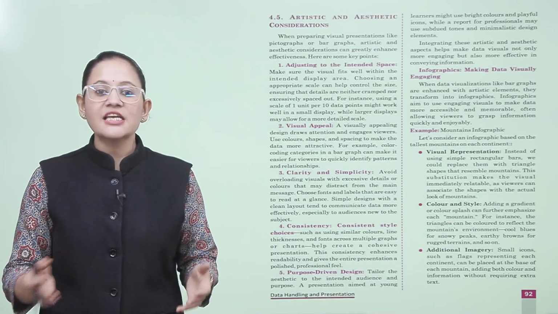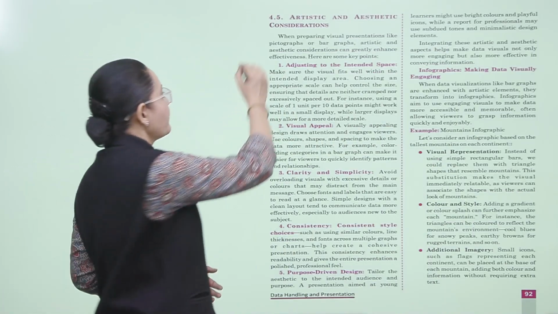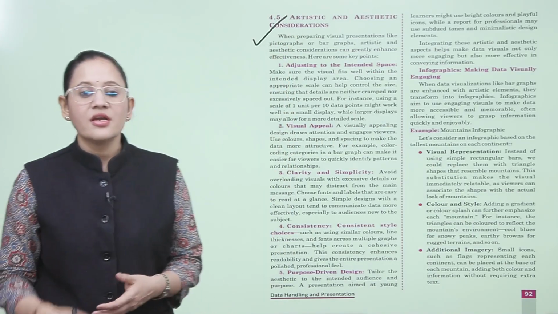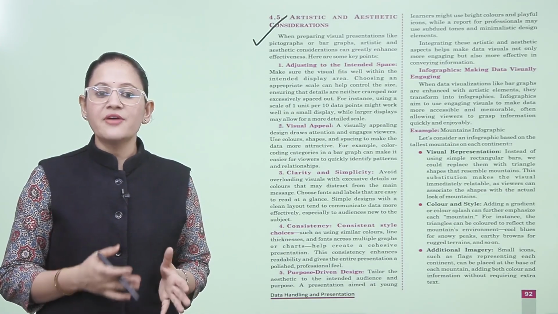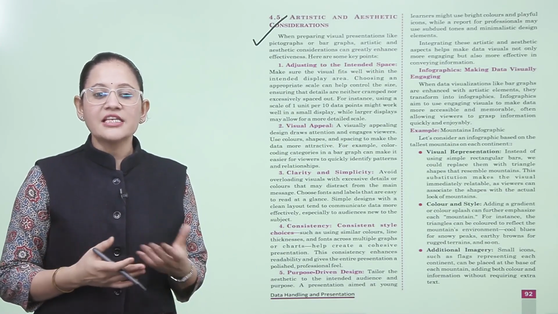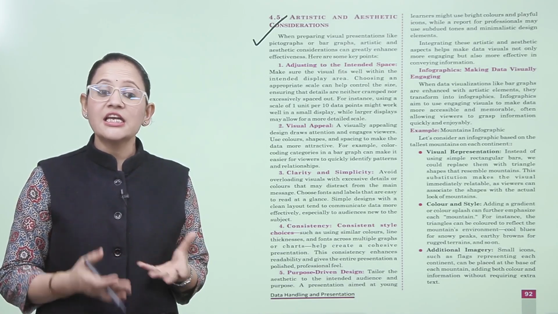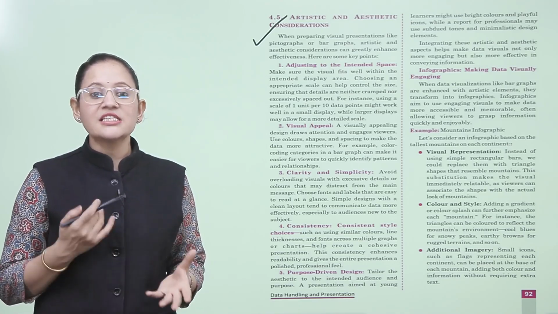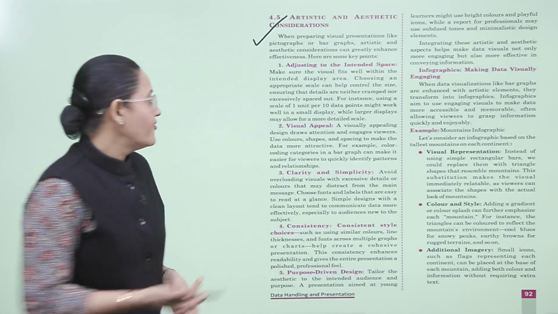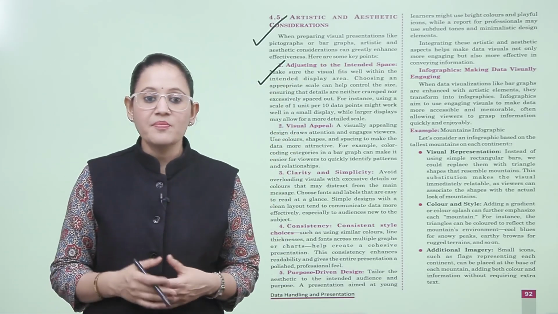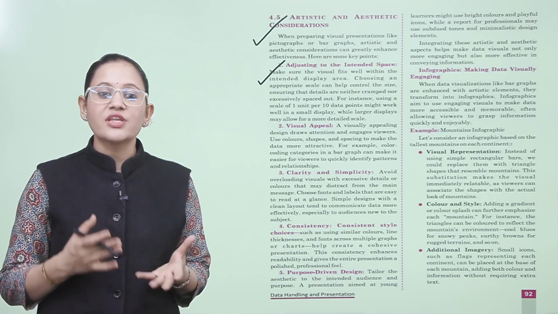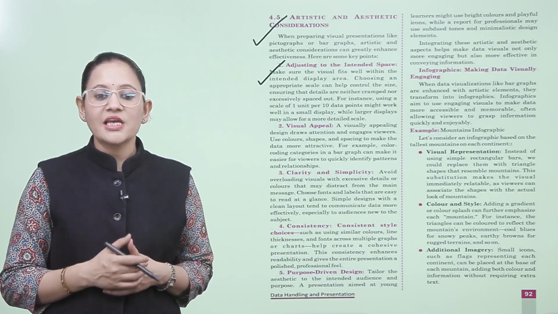Next is artistic and aesthetic consideration. When preparing visual presentations like the pictograph or bar graph, artistic and aesthetic considerations can greatly enhance effectiveness. Here are some key points. First, adjusting to the intended space. Make sure the visual fits well within the intended display area.